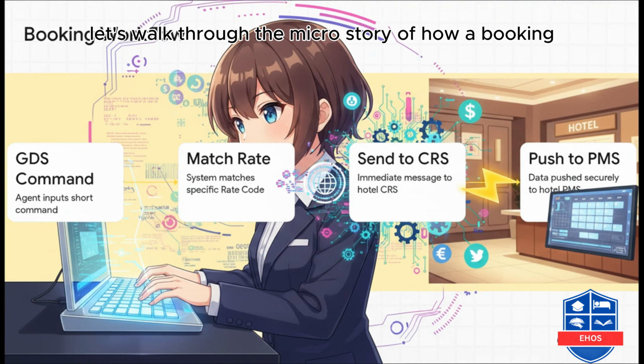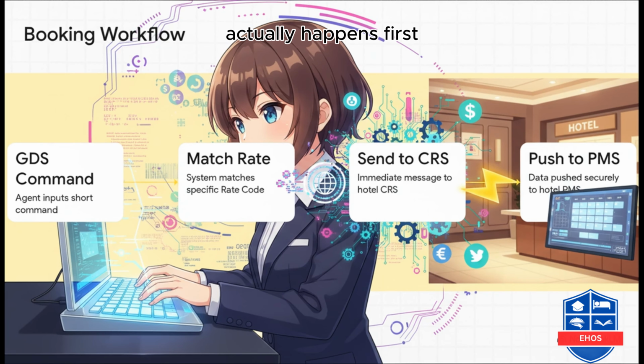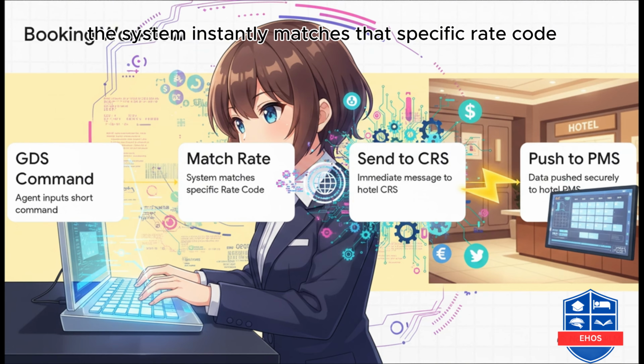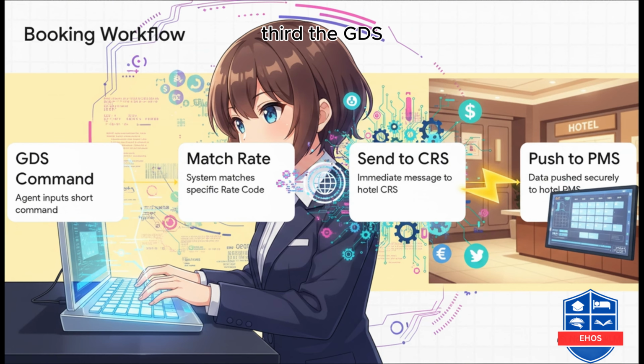Let's walk through the micro-story of how a booking actually happens. First, the agent inputs a GDS command. Second, the system instantly matches that specific rate code. Third, the GDS sends an immediate message to the hotel's central reservation system, the CRS.